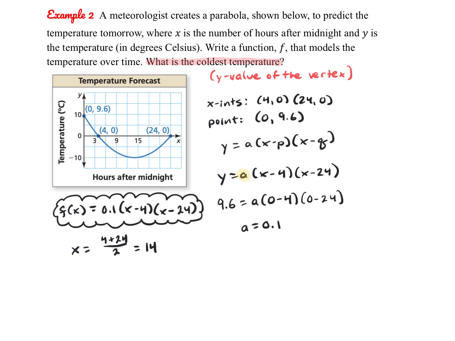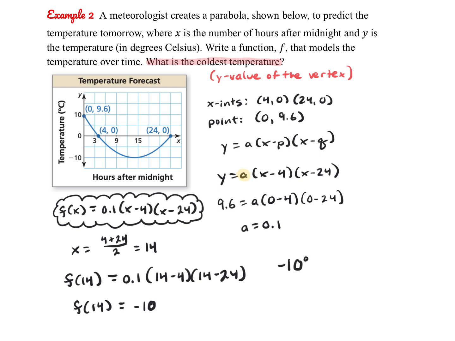So we're simply going to take that x value and plug it into our model. So 14 minus 4 times 14 minus 24. So f of 14 is negative 10. So again, if they want just the coldest temperature, that will actually just be the y value of the vertex. So the coldest temperature is negative 10 degrees Celsius. That does occur 14 hours after midnight. But again, here, the actual temperature will always be that y value for this example.